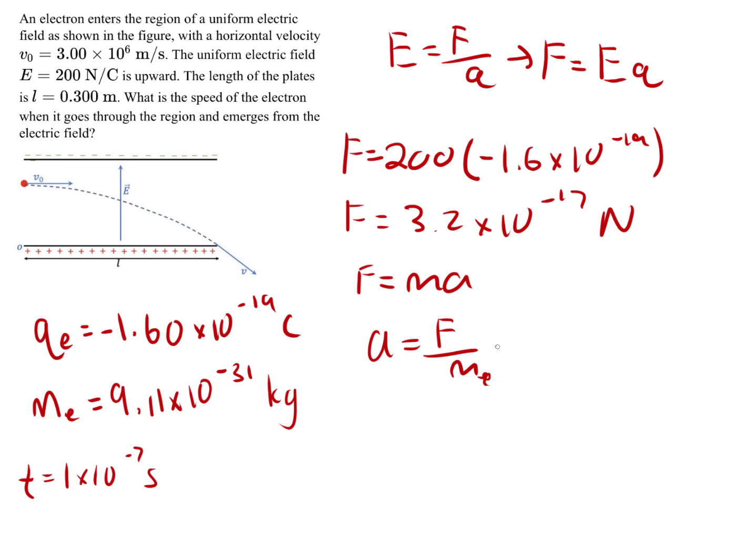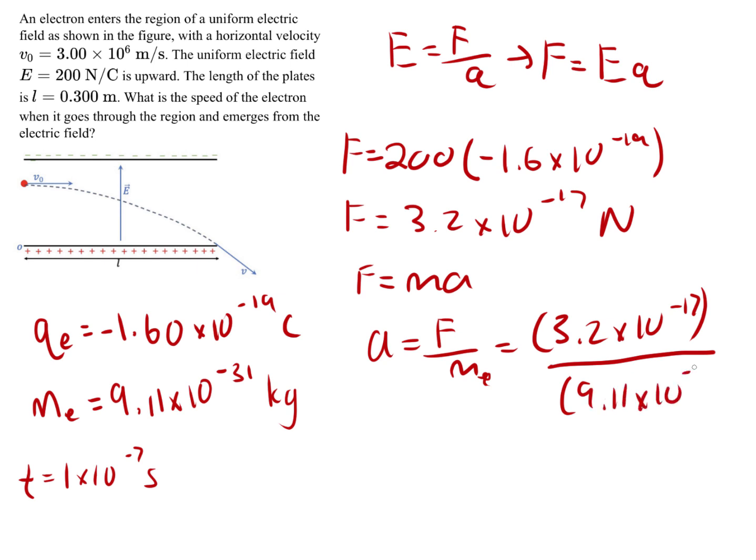A really tiny mass. So again, we plug everything in. 3.2 times 10 to the minus 17 newtons divided by the mass of the electron, 9.11 times 10 to the minus 31st power kilograms. And then if you solve for that, you should get that the acceleration in the y direction is going to be about minus 3.51 times 10 to the 13th meters per second squared.